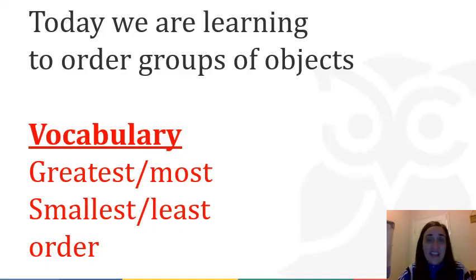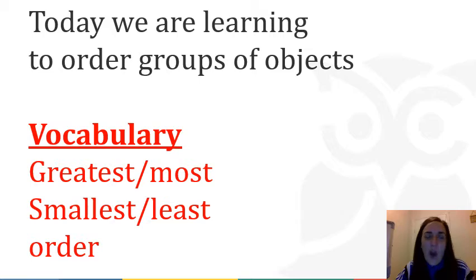Okay, boys and girls, so today in our maths lesson we are learning to order groups of objects. Our vocabulary today is going to be most. When we have the most of something, it means we have the biggest amount. So when I'm comparing these with these, this is the most. There are more of these, so this is the most. We could also say the greatest.